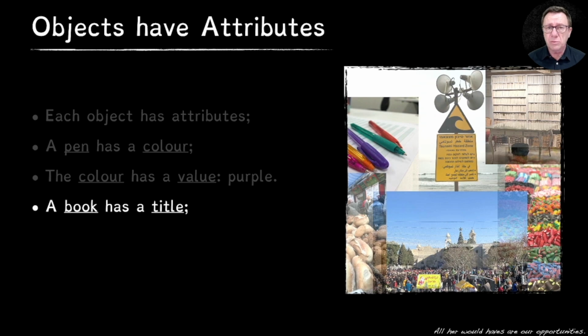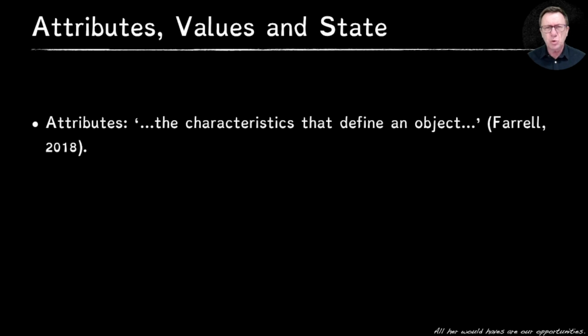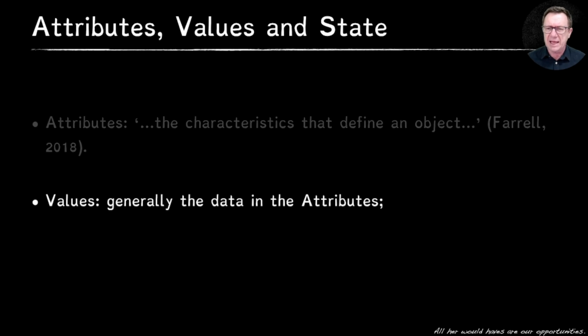A book has a title. I think we're all familiar with that. And that title has a value: Java programming. Attributes, values, and state. So what are attributes really? Well, according to Farrell, attributes are the characteristics that define an object. I don't think any of us would probably argue with that.